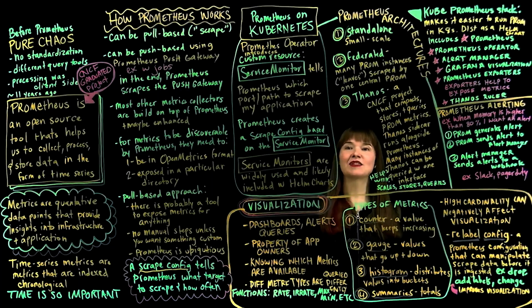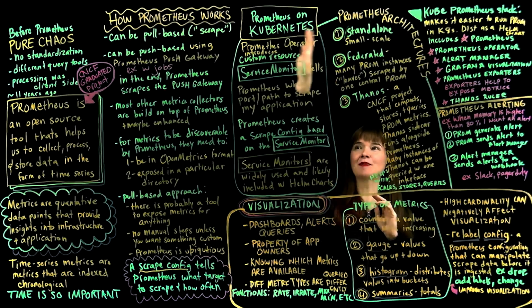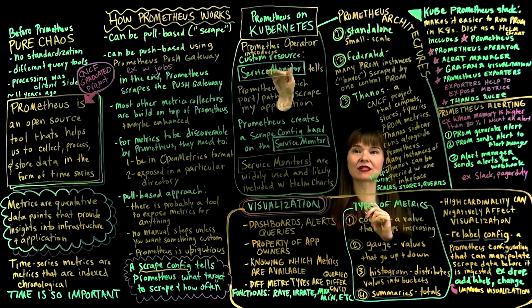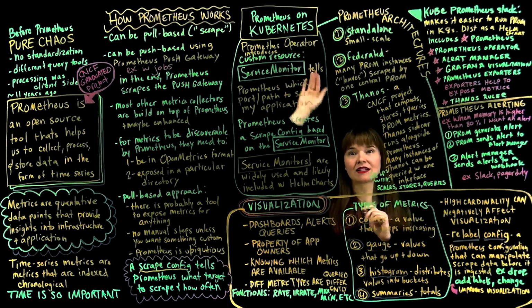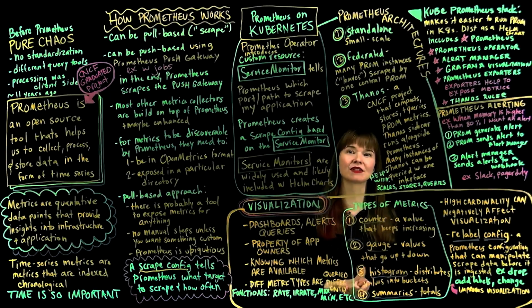Okay. So now we have the metrics exposed and we have them scraped. And then we talked about Prometheus and Kubernetes. And let's talk about that. You have a Prometheus operator that introduces this new custom resource called a service monitor. Tell me about that custom resource.